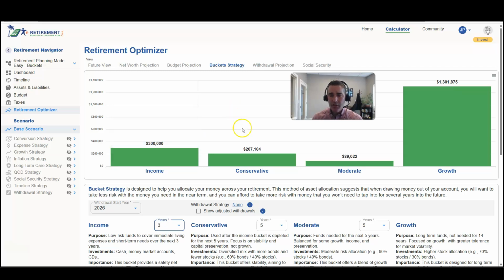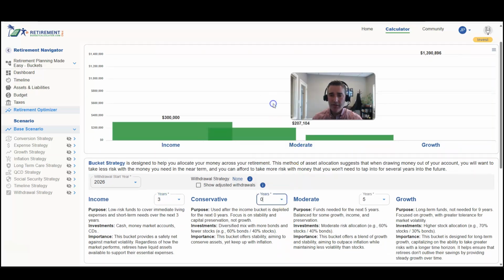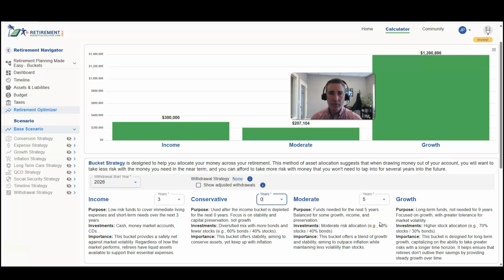The second thing that we need to be thinking about is how many buckets we want. The default is to show a 4-bucket strategy, but maybe you only want 3 buckets. So you can come down here and you can set this to 0. And now you have a 3-bucket strategy, where you have 3 years of portfolio withdrawals in bucket 1. In a moderate bucket 2, you have 5 years of portfolio withdrawals.